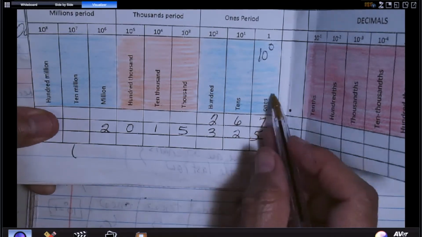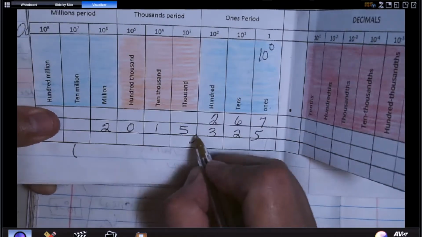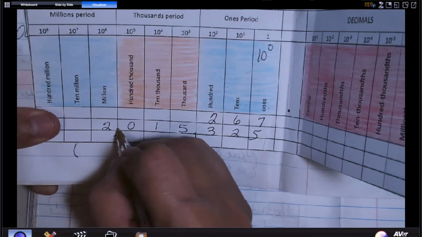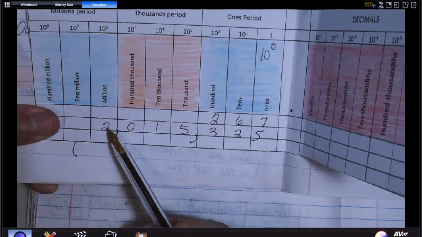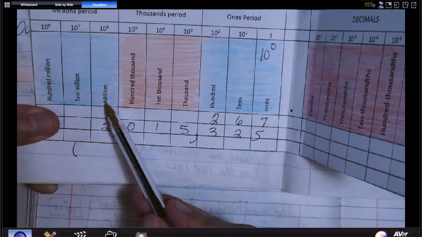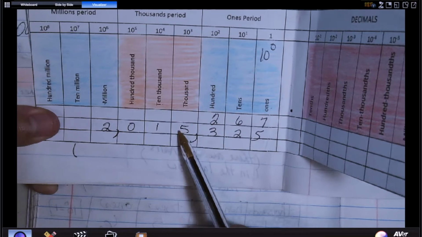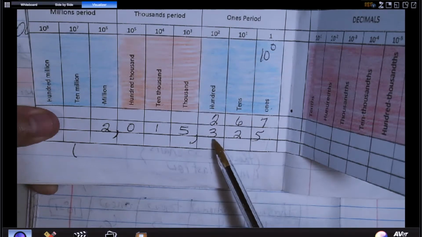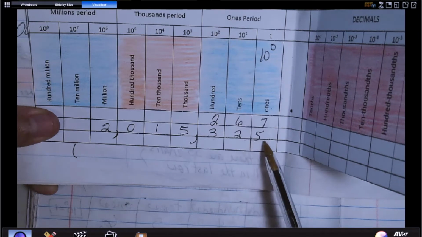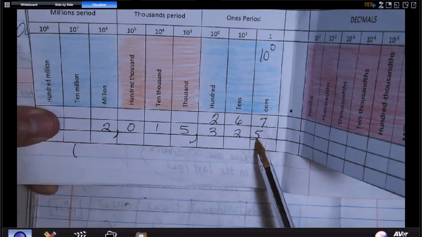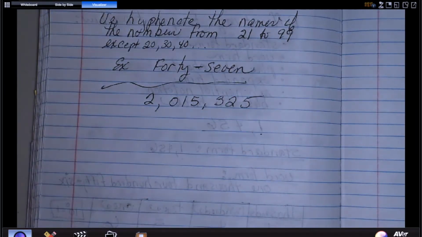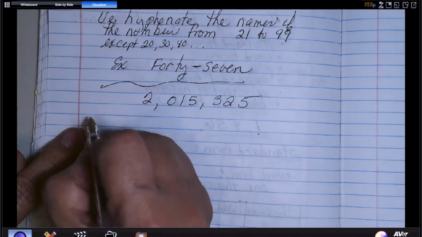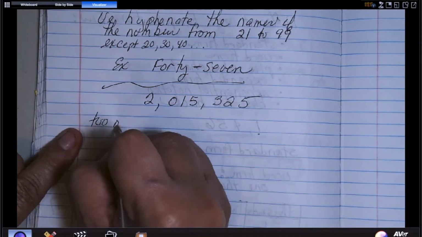Remember, every period there is a comma. 1, 2, 3, comma. So by using my place value chart, I see that this is 2,015,325. Okay, let's spell that out.